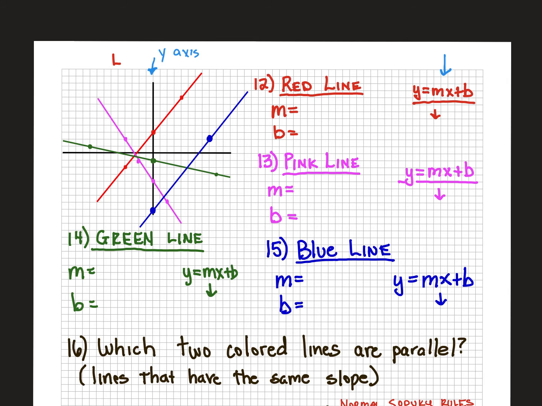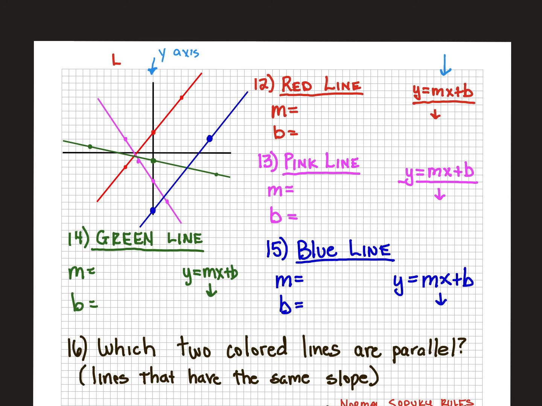Do you need to copy down these graphs? No, you don't. You just need to put number 12, m equals, number 12, b equals, and number 12's formula. Number 13, the m, the b, and the formula. Number 14, for the green line, the m, the b, and the formula. And number 15, the m, the b, and the formula.